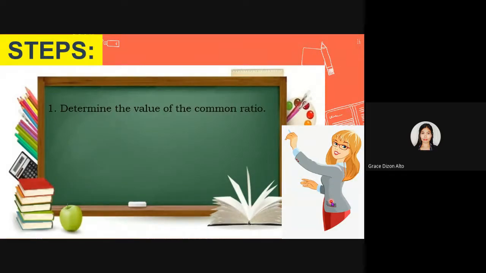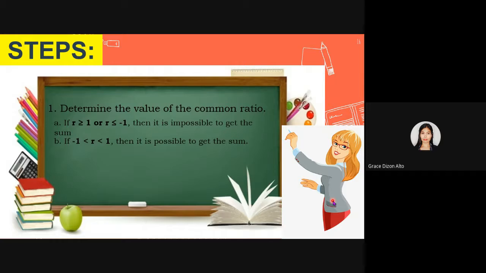First, determine the value of the common ratio. So condition number 1: if r is greater than or equal to 1 or r is less than or equal to negative 1, then it's impossible to get the sum. That means we have to make sure that it suits the condition. Okay, what should be the condition? It should be r is greater than negative 1 and r should be less than 1. So it is just between negative 1 and 1.